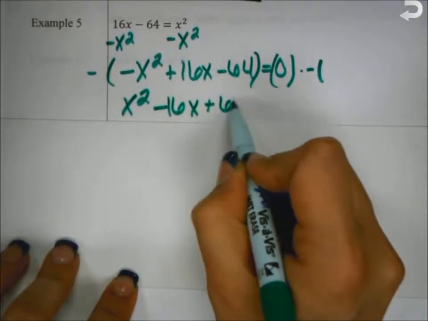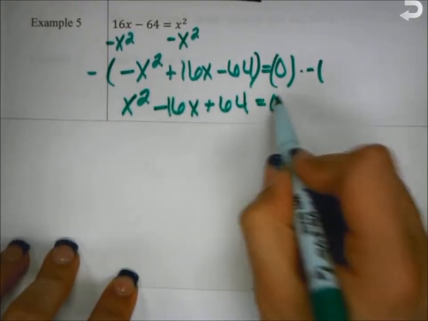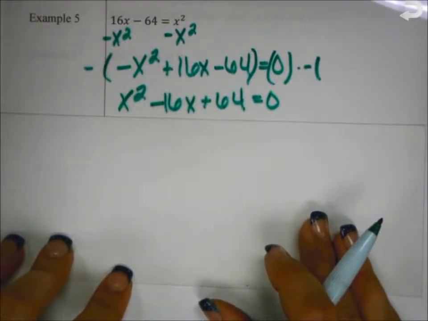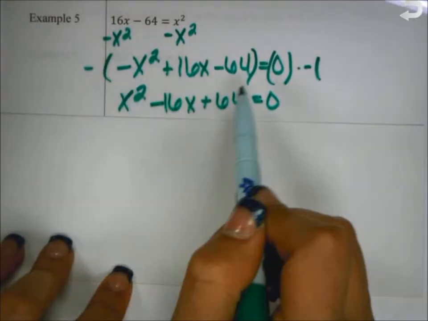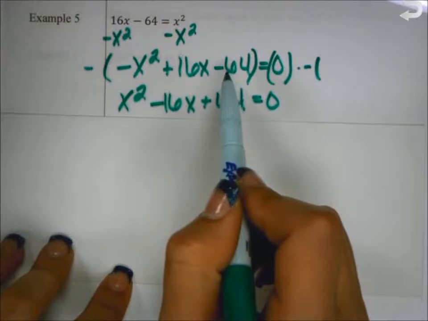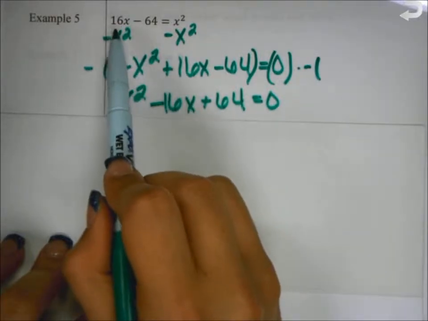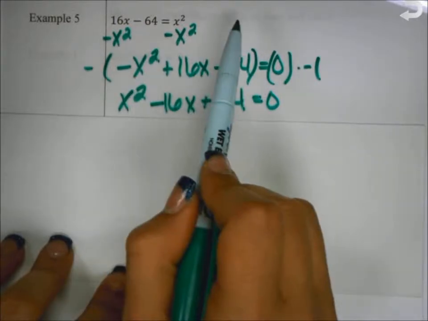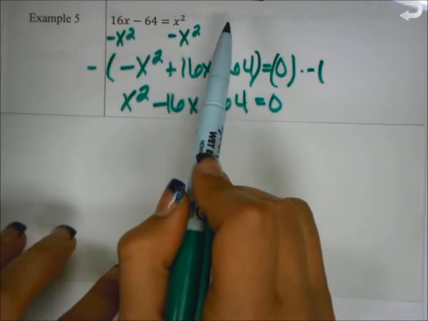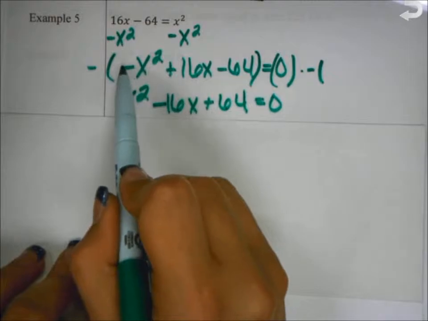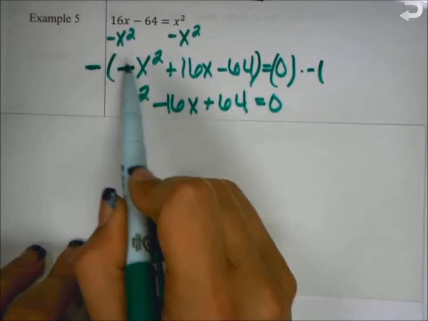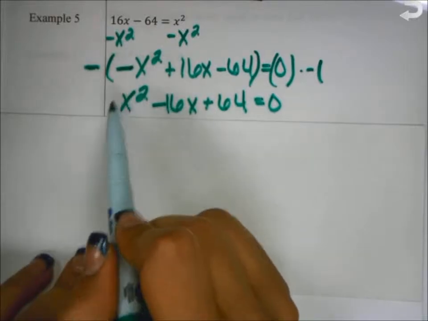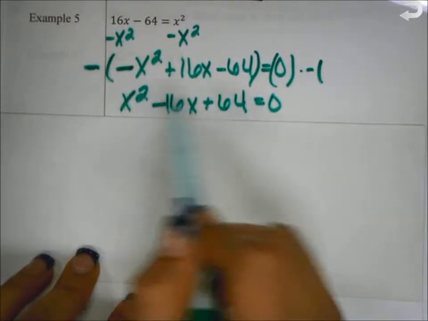How could we have avoided this whole thing? Oh, we could have put the x on the other side. We could have subtracted 16x and added 64, right? Wait, why are we multiplying by negative? Because the x squared was negative and we need it to be positive. So we just multiplied by a negative on both sides to make it positive. Yep. Okay, so then can I factor this?